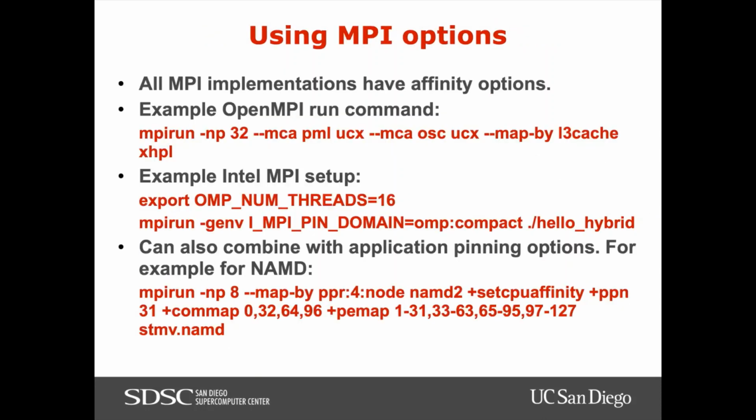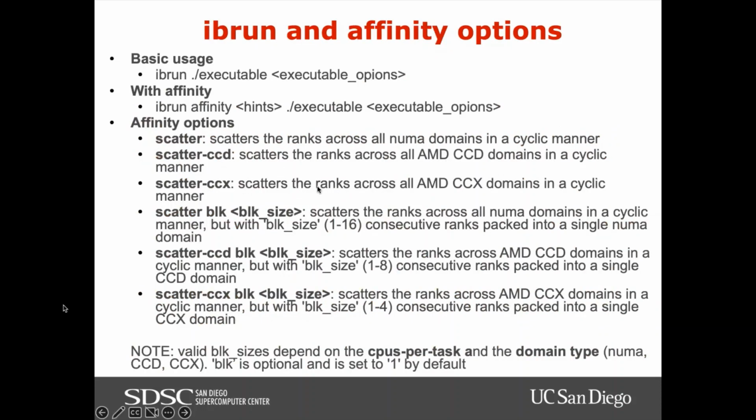Now, if you're writing your own code, you could be doing this yourself explicitly, because both MPI and OpenMP have options to do this from within the code. But sometimes that's not an option, right? You could end up with a code that you didn't write. It's a hybrid code, but you need it to be set up correctly. So that's where ibrun and affinity come in, basically. So we've tried to make it easy so that all you have to do is ibrun and the executable, or with affinity, just ibrun affinity and give it some hints and the executable.